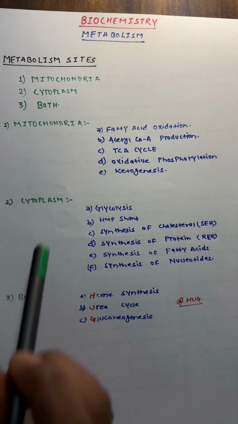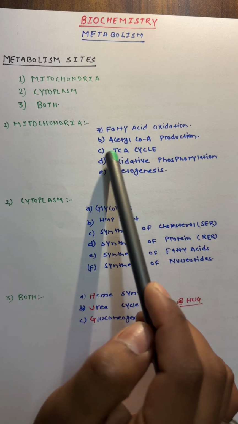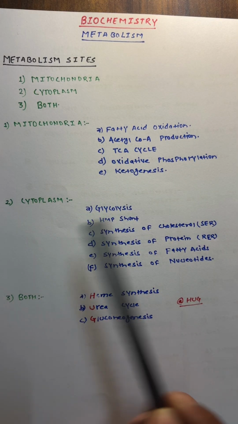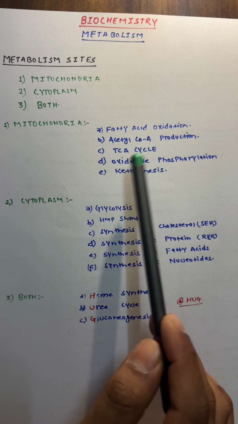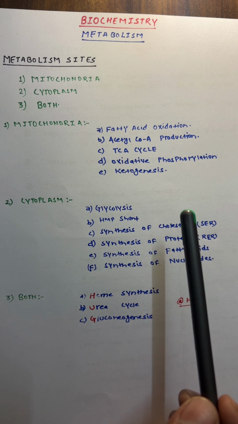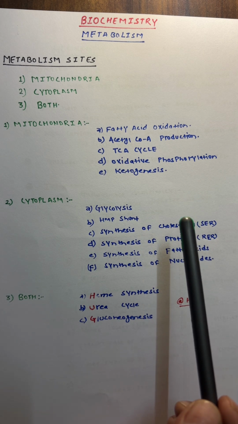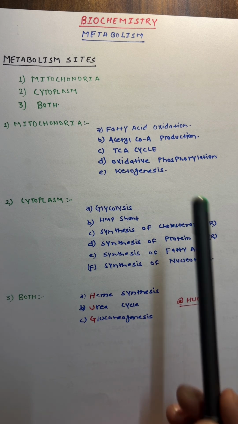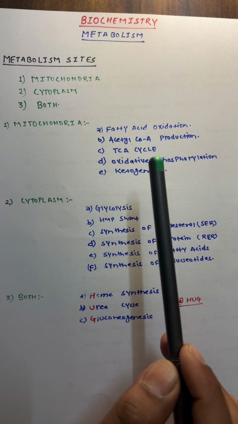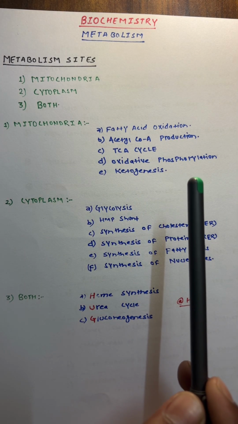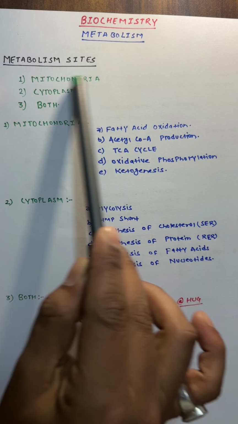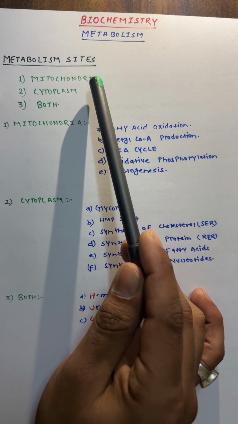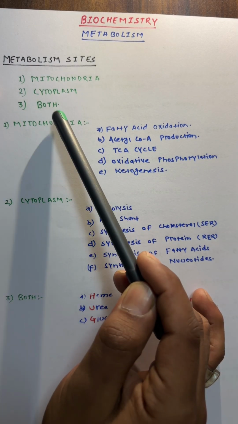It's very important to know which cycle is occurring where, because it helps us understand the different steps of the cycle while learning the details. So in this video, let's learn first: there are three metabolic sites, that is mitochondria, cytoplasm and both.